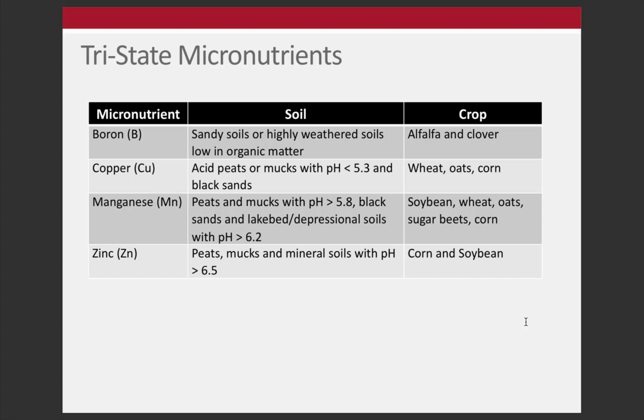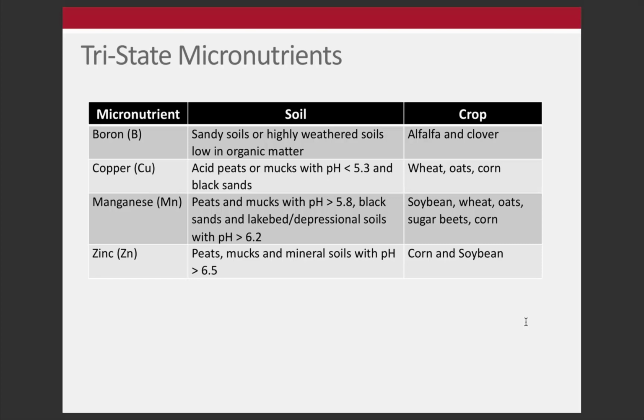Manganese. Manganese deficiency most commonly occurs in peats and muck soils. So again, these are organic. Either there's a lot of organic matter or there's a little, not enough organic matter. And in the case of manganese, it's peats and mucks, these high organic matter soils with relatively higher pHs. So pHs are greater than 5.8. The crops that are most sensitive to manganese, primarily soybean.